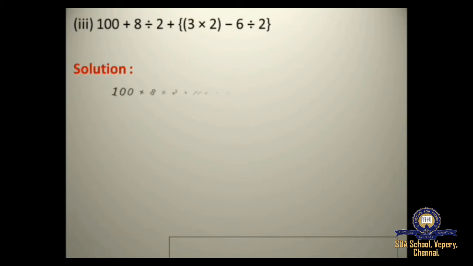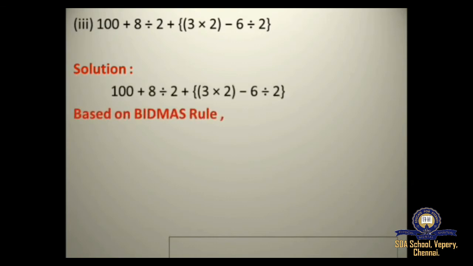Next we'll move on to another sum. 100 plus 8 divided by 2 plus open braces, open bracket, 3 into 2 close bracket minus 6 divided by, close flower braces. So what is the solution? We are going to solve the sum based on the BIDMAS rule. Now we are going to solve the brackets first. You're going to solve the inner bracket first. So you'll be solving 3 into 2, so you'll get 6.